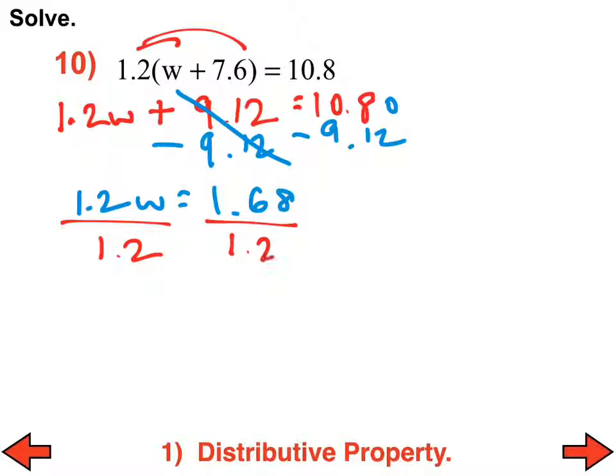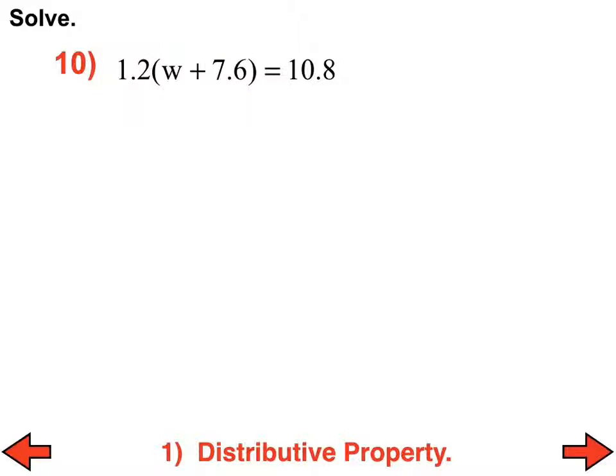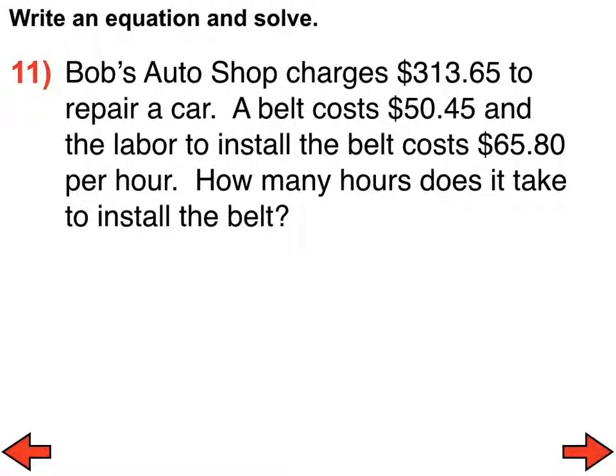And what is your answer? What's your answer? Where did the negative come from? 1.4. 1.4. This whole thing had no negatives in it. Okay. Number 11. This should look familiar as well.